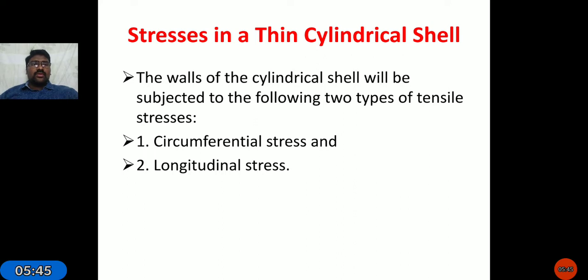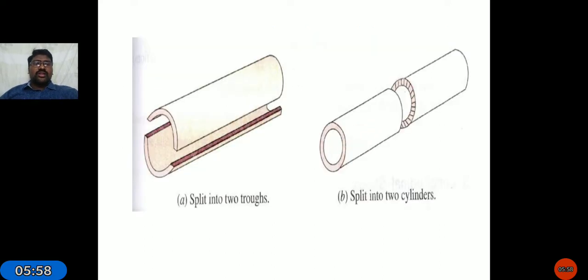Next, these are the stresses developed in the cylinder. The walls of the cylinder shell will be subjected to two types of stress, that is circumferential stress and longitudinal stress. Observe here, in the first case the circumferential stress will be developed. In the second case the longitudinal stress will be developed.